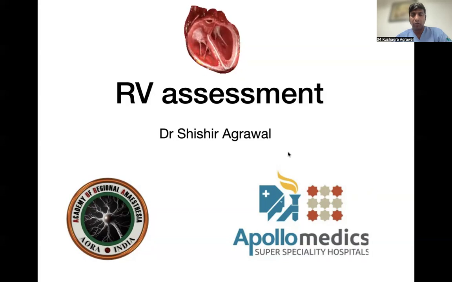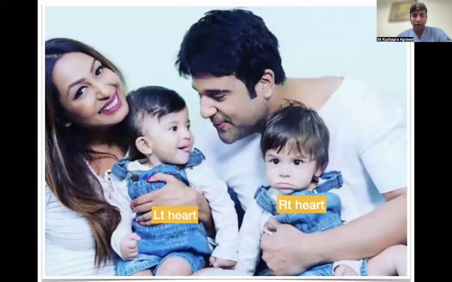Today, this topic is RV assessment in the series of POCUS assessment. When we usually do the echo of a patient, we focus more upon the left heart. We often ignore the right heart. But for us anesthesiologists, the right heart is very important.